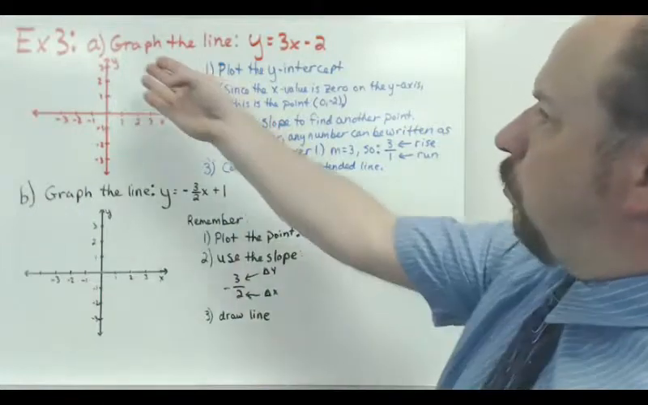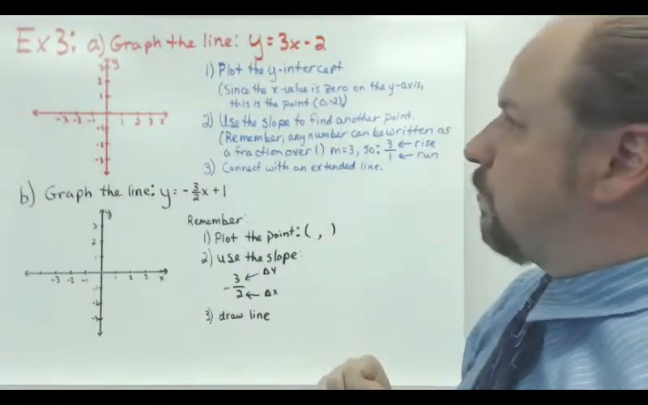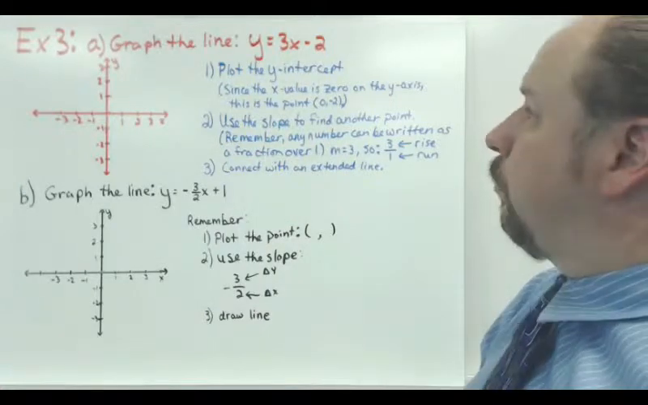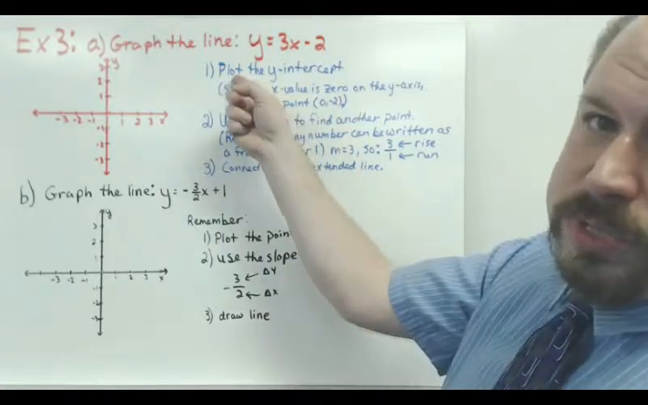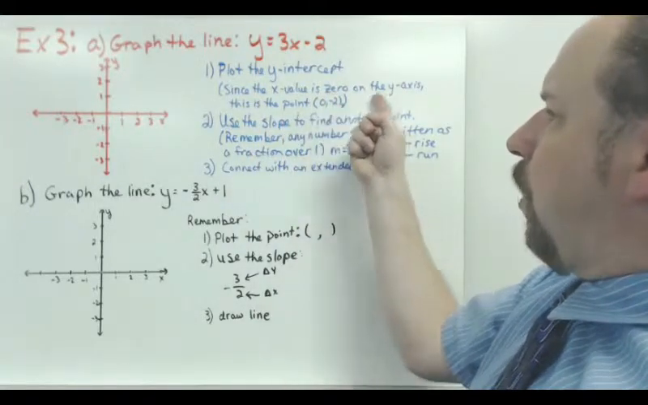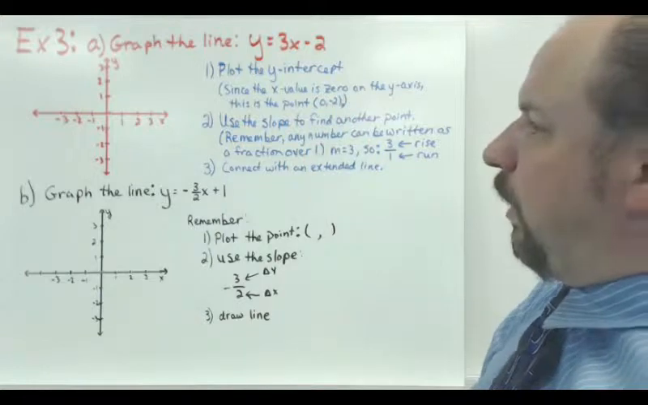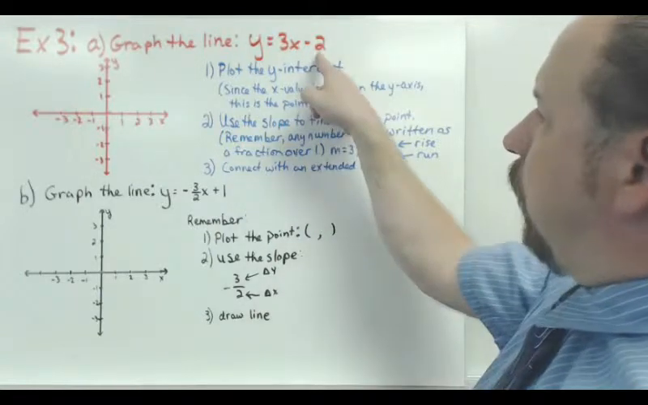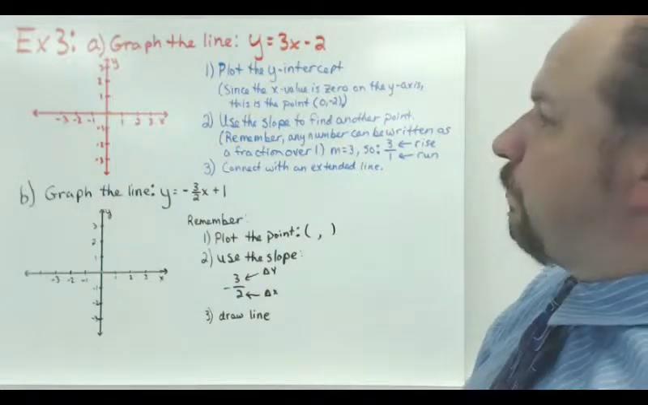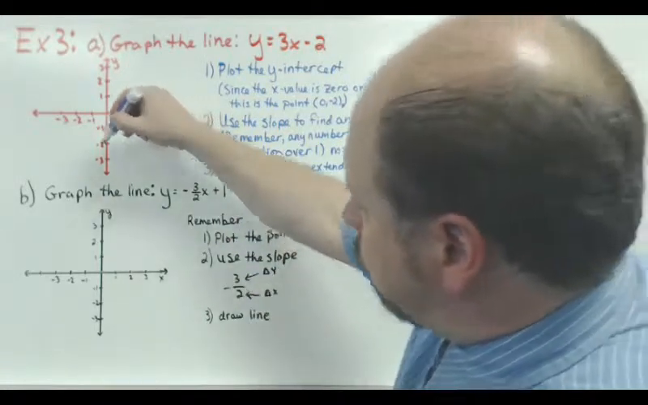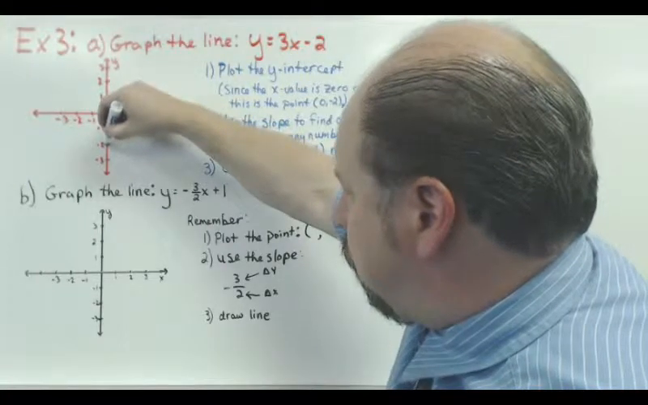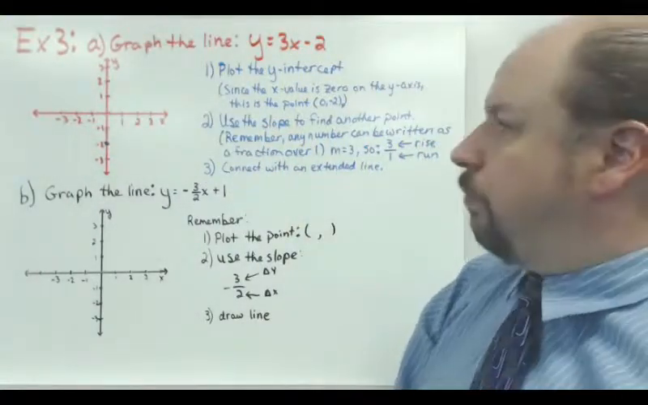Okay, so graph the line y equals 3x minus 2. I've written the steps down here again just as a reminder for you. The first thing we're going to do is plot the y-intercept. Since the x value is 0 on the y-axis, this is the point (0, -2). Again, here is the b value from our y equals mx plus b. It's negative 2. So we're going to plot the y-intercept, the point (0, -2).